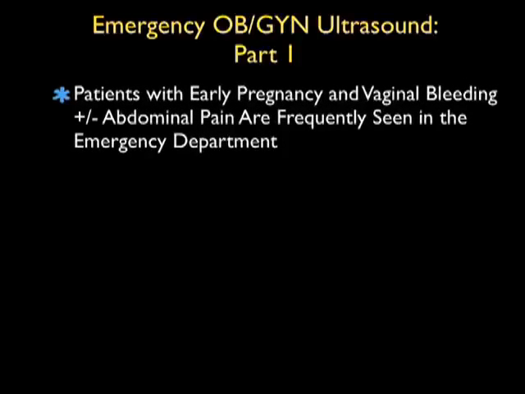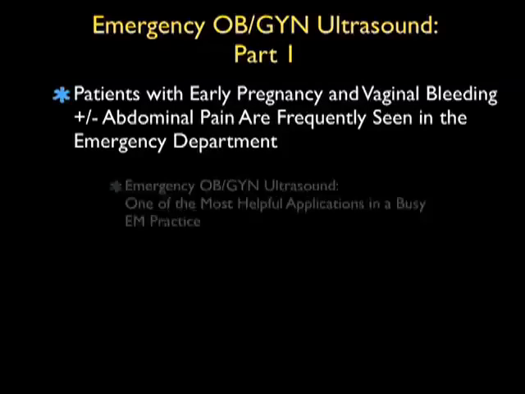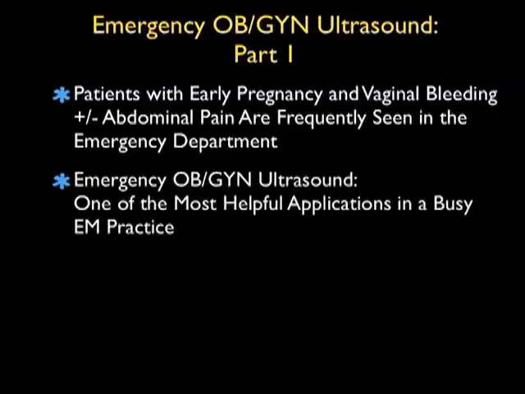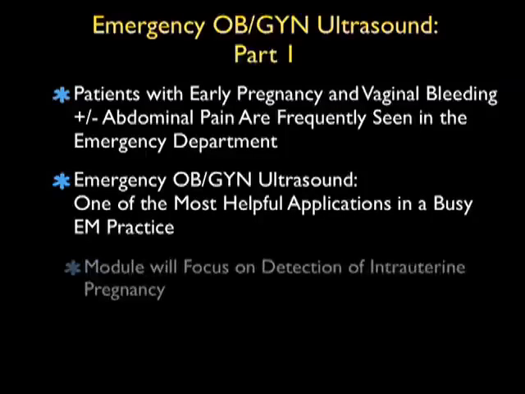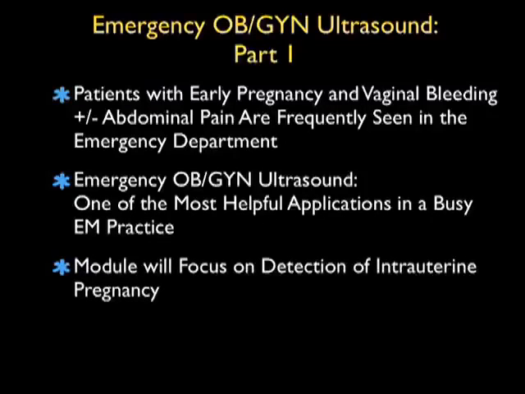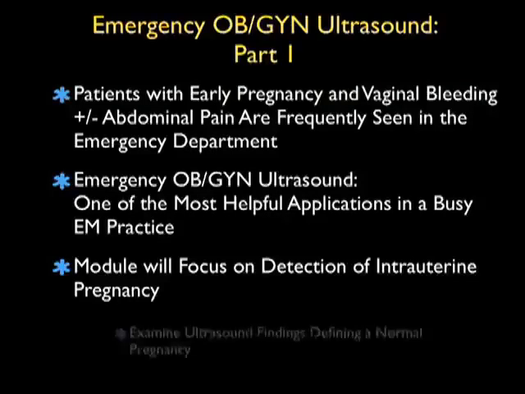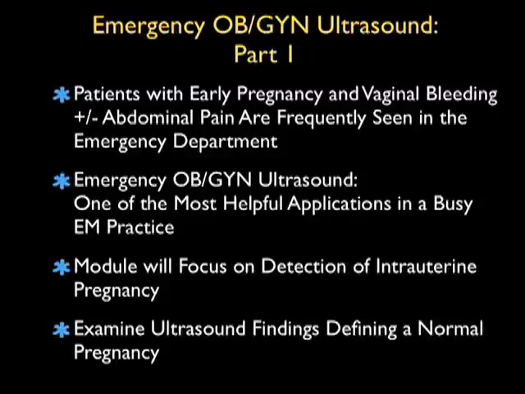In this module entitled Emergency OBGYN Ultrasound Part 1, we're going to focus entirely on the ultrasound findings of intrauterine pregnancy. Now, patients with early pregnancy and vaginal bleeding with or without abdominal pain are frequently seen in the emergency department. Luckily for us, emergency OBGYN ultrasound has evolved to be one of the most helpful applications of sonography in a busy emergency medicine practice. So this module will focus primarily on the detection of intrauterine pregnancy, and we'll examine the ultrasound findings that define a normal pregnancy for an emergency physician sonographer.